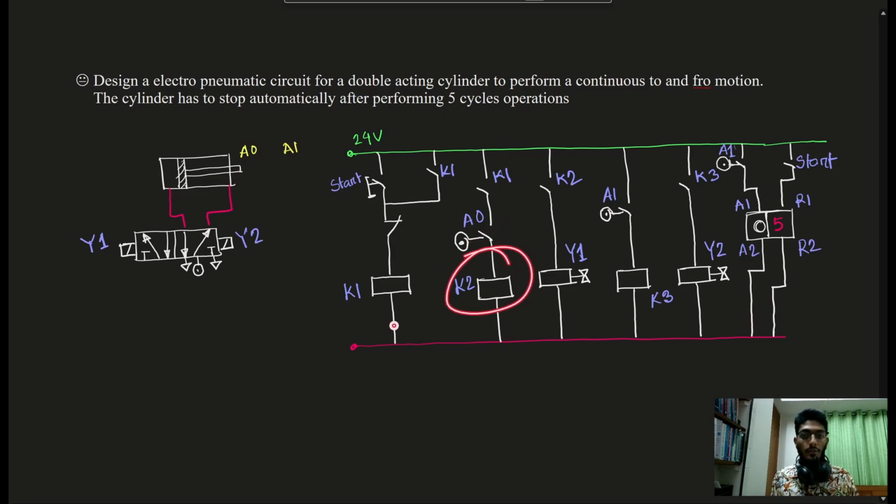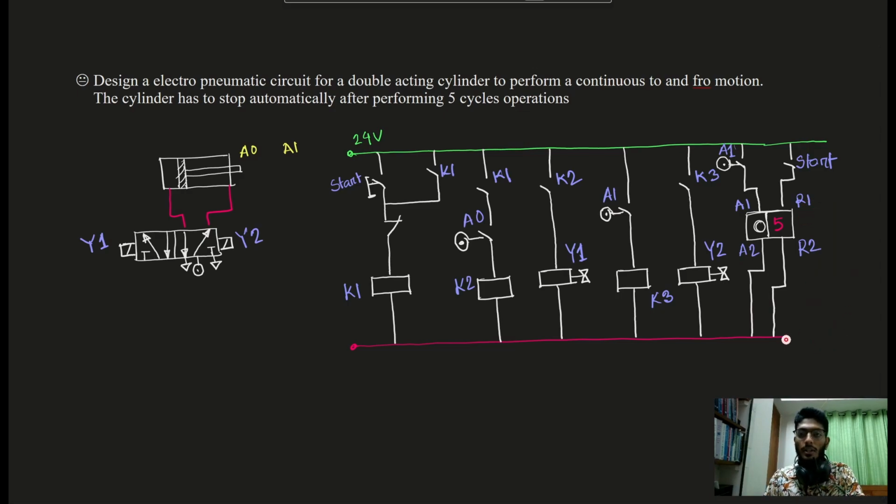And when the cylinder reaches the A0 position, then this limit switch will sense that, the contact will get closed, K2 energizes, Y1 energizes, and the left side will actuate again. The cylinder extends to the A1 position, and the cycle repeats. This 4 becomes then 3, then it becomes 2, then 1, then 0.